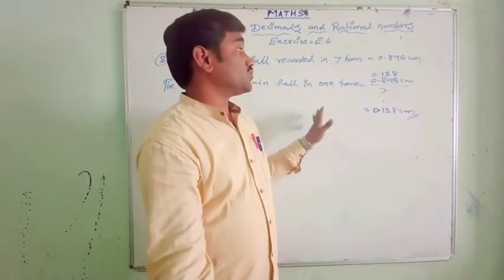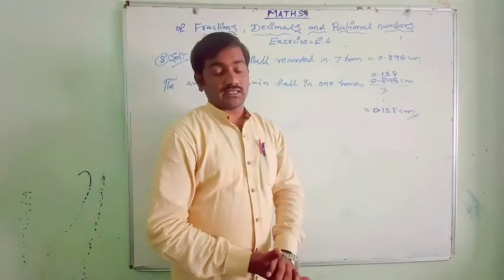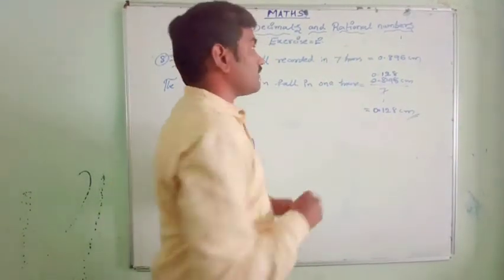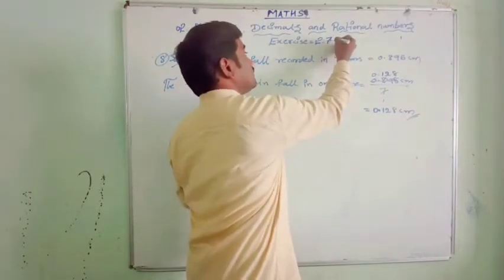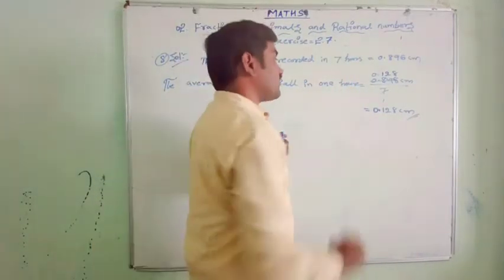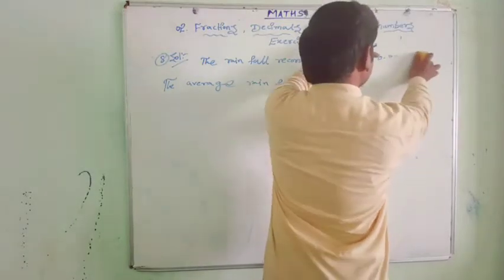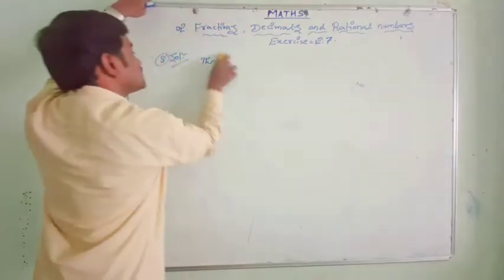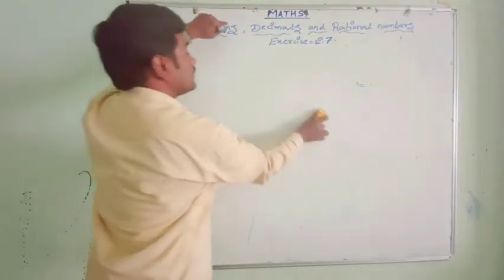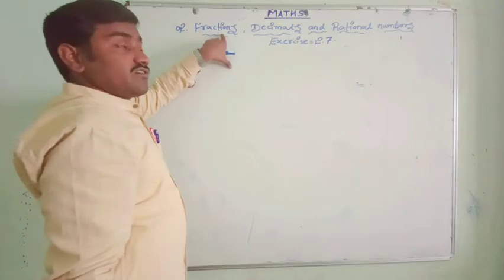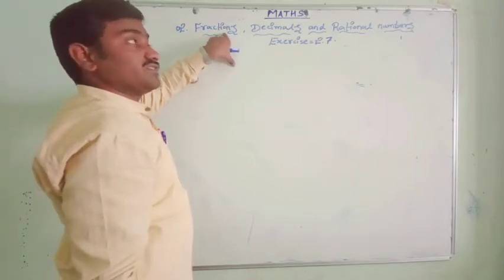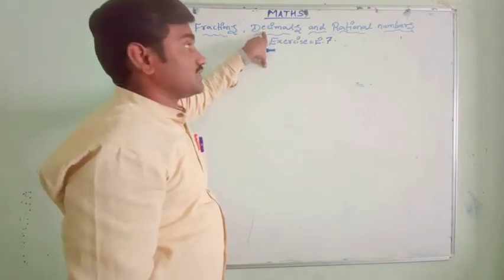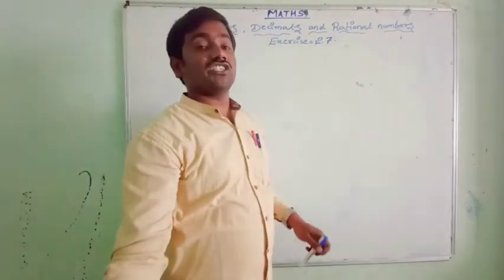So I hope you understood this exercise 2.6. Then we'll discuss exercise number 2.7. In 2.7, what we are going to learn about is rational numbers. There is the third one. Already we discussed fractions. We also discussed decimals. Addition, subtraction, multiplication and division of fractions we discussed. Here the decimals, addition, subtraction, multiplication, division of decimals. Now we will discuss rational numbers.